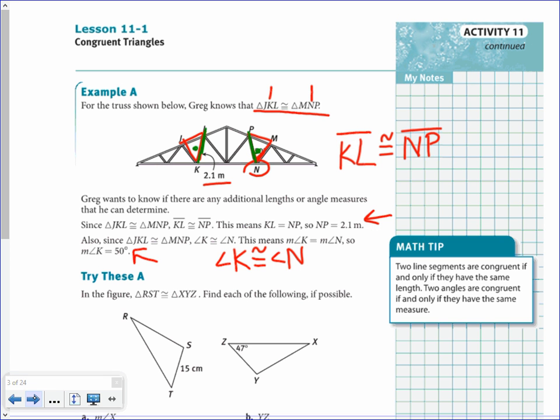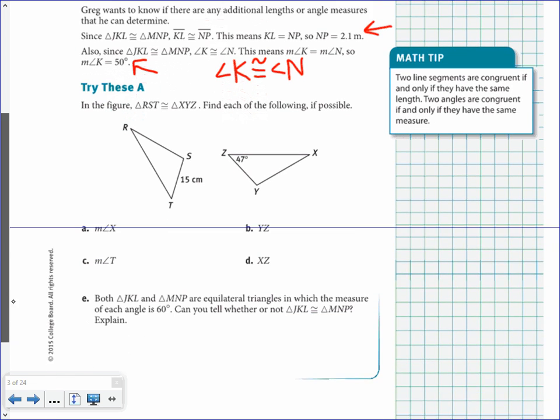But do you see how I don't know the other two side lengths or the other two angles? And sometimes that's what will happen. You may know some of the sides and angle measures for your congruent triangles, but it's not going to always be possible to determine all of the measures. So you may not be able to find all of them. And that's what they're wanting us to look at in these next few problems.